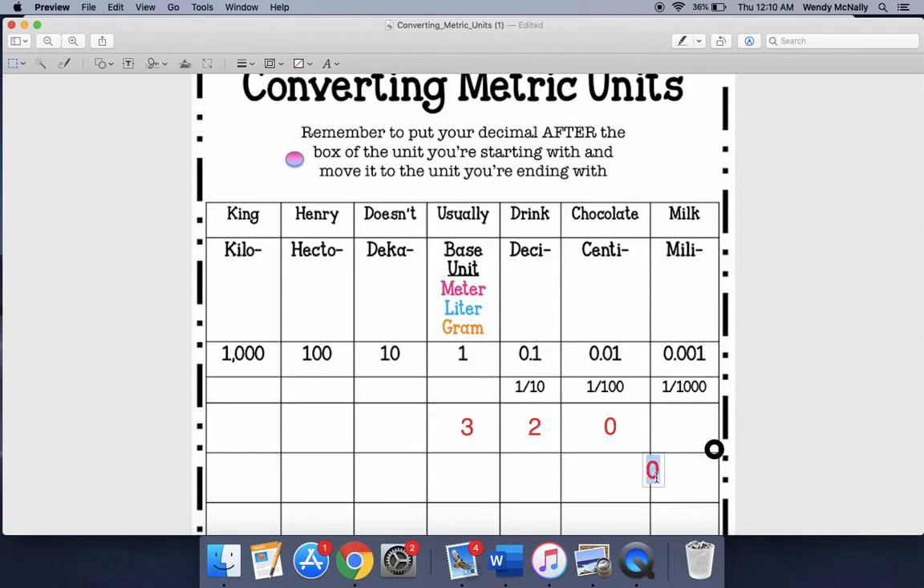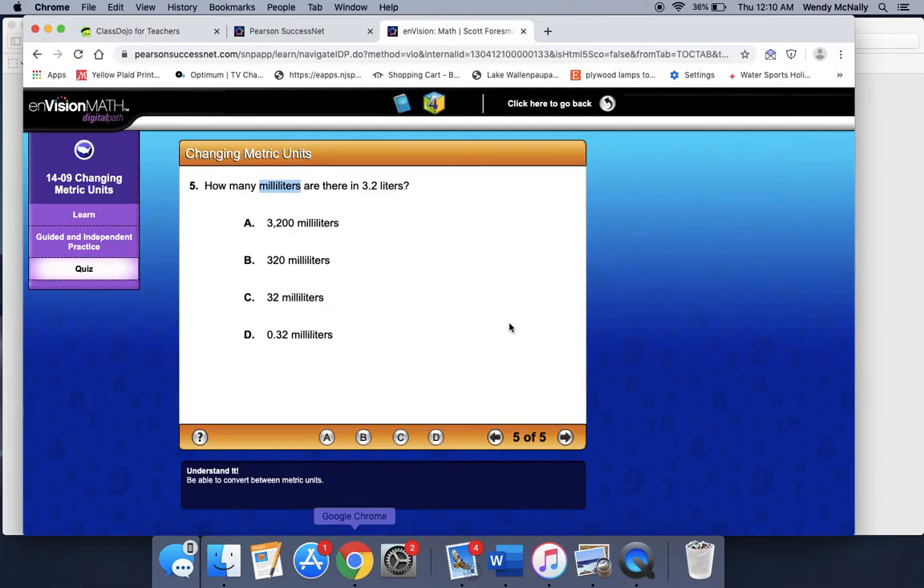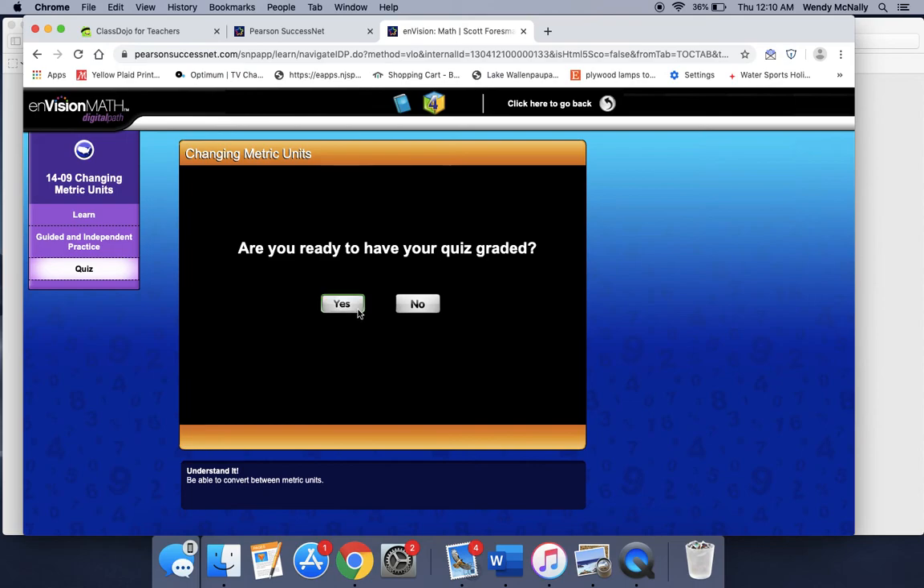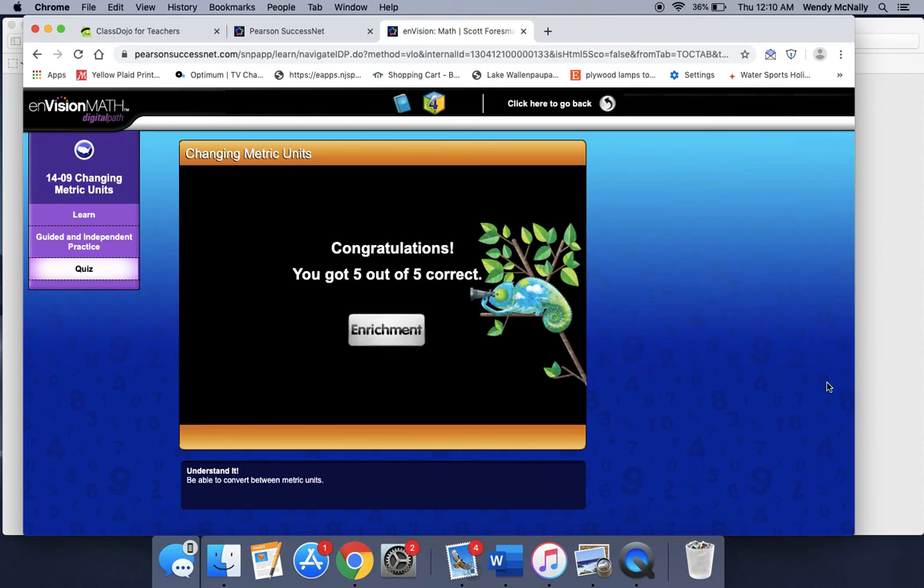So if I were to convert 3.2 or 3 2/10 liters to milliliters, what I would get is 3,200 milliliters. So if I go back to my quiz, I would say that there are 3,200 milliliters in 3 2/10 liters. So my correct answer would be A. So we got a 5 out of 5 on this.